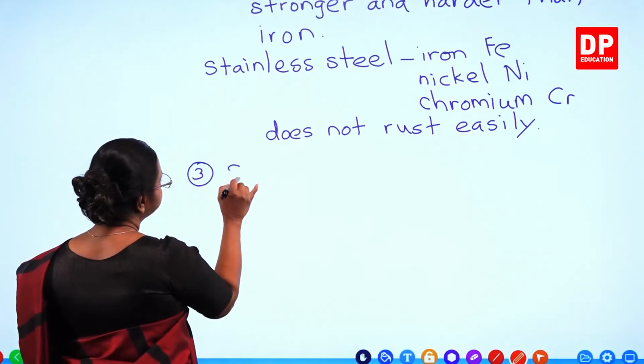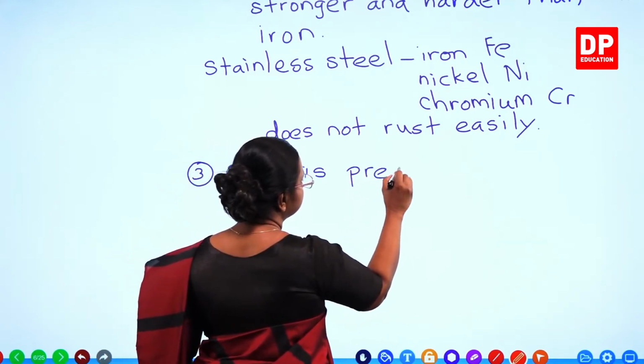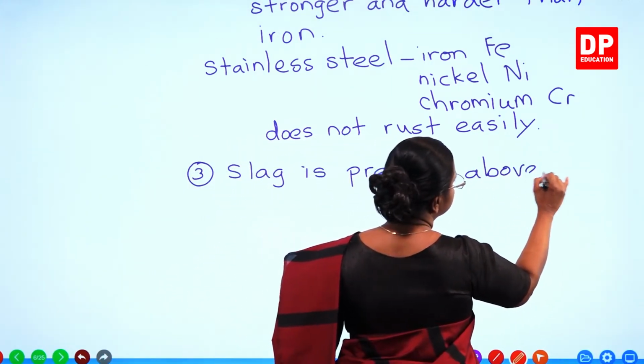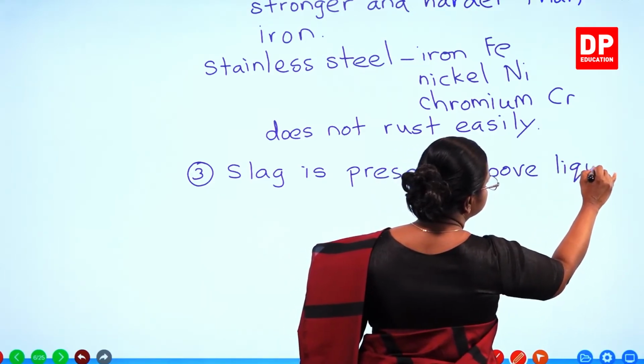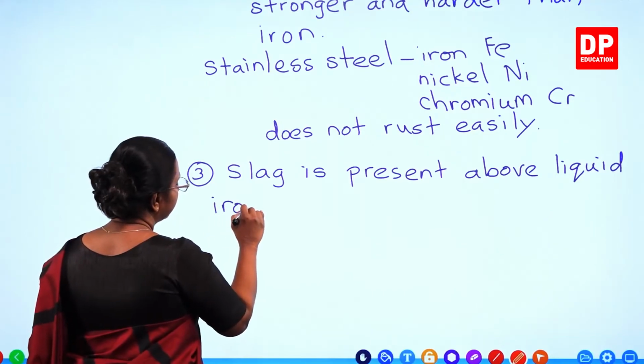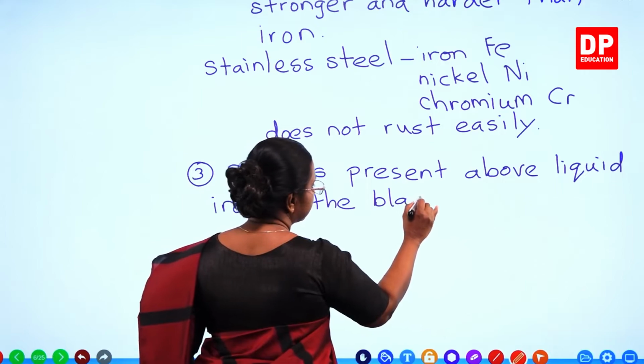Third one, slag is present above liquid iron in the blast furnace.